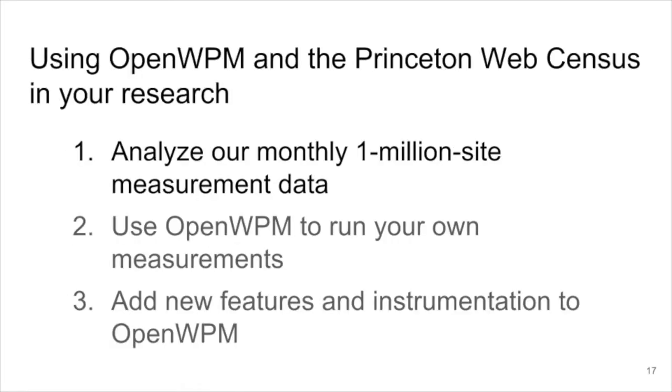And there are three main ways we see other researchers making use of OpenWPM in the Princeton Web Census. The first is to analyze our data, so this doesn't require you to play with the platform at all, but just to download the data off our site and look for new things in it. The second is to use OpenWPM to run your own measurements. So here you can actually just take the platform and run a new measurement without doing any additional coding. And third, we see people actually adding in new features and new instrumentation into the platform. And I'll walk through each of these and show how and where you can participate.